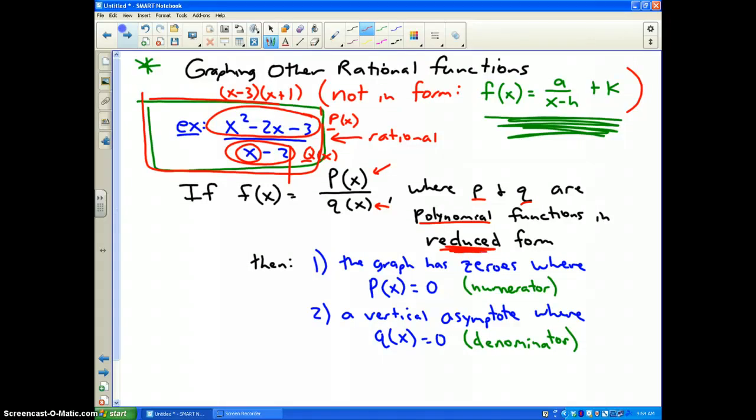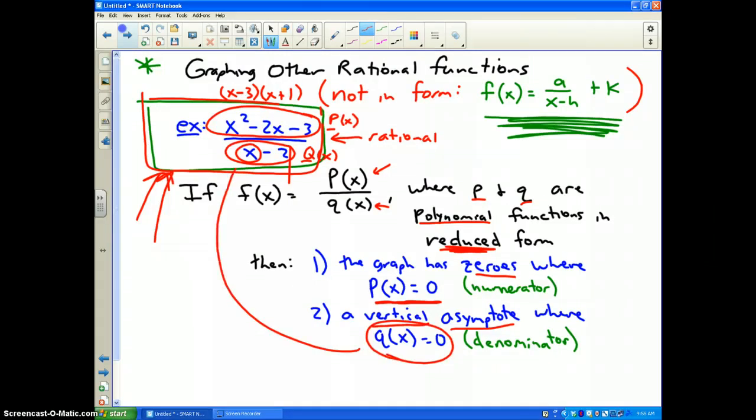If so, a couple things that you know are true. The graph will have zeros where the numerator, the polynomial, is equal to 0. Okay? We'll talk about this in the next video. I'll do this example right here in the next video. And number two, the graph, this graph right here, will have a vertical asymptote where the denominator is equal to 0. So obviously our denominator is going to be equal to 0 when x is 2, so that will be our vertical asymptote. Okay, so if you need to pause the video, please do, because I have one more page of notes that we need to talk about.